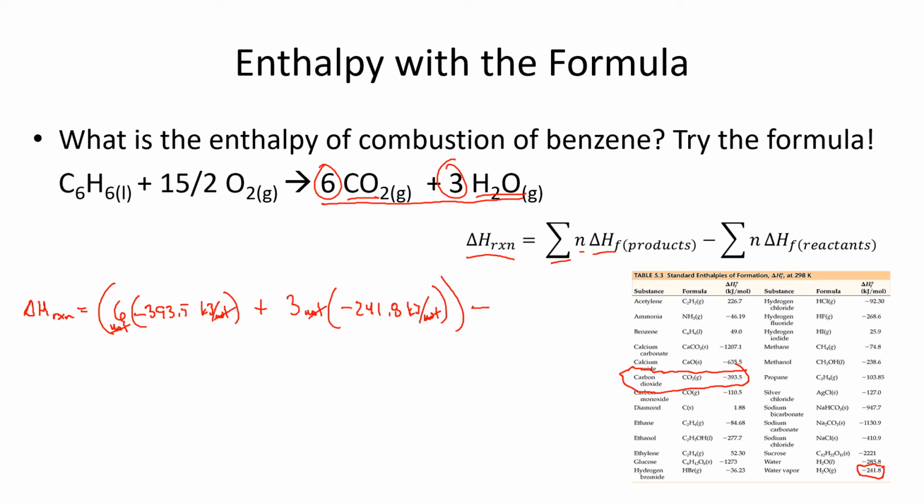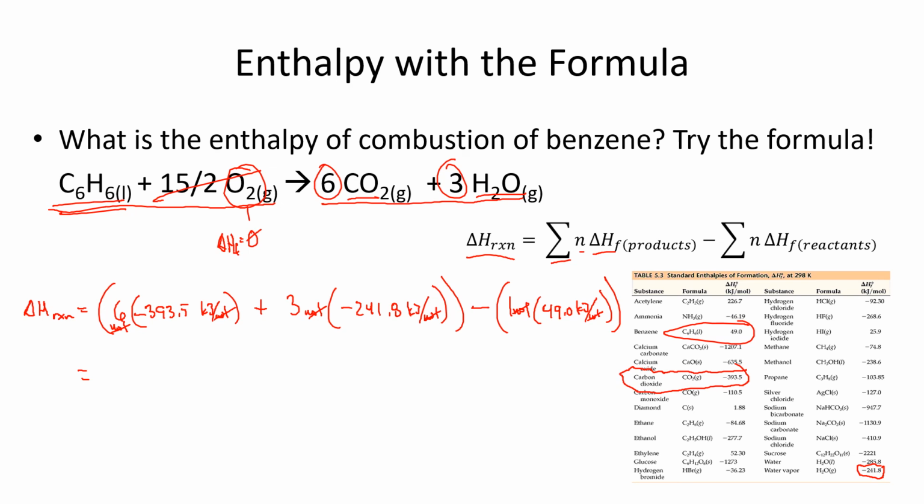And then we're going to subtract the number of moles times the enthalpy of formation of the reactants. So we got 2 reactants here, but this one has an enthalpy of formation value of 0. So we can ignore it then. So that only leaves us this guy. So we look up benzene. There it is. So we're going to subtract 1 mole of benzene times 49.0 kilojoules per mole. And you see again moles cancel out. And so if we add all this up, we should end up with that same enthalpy value.